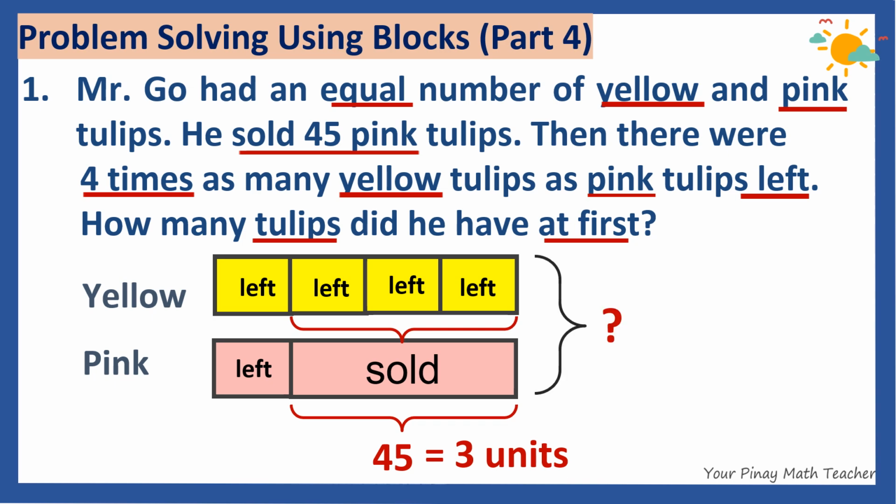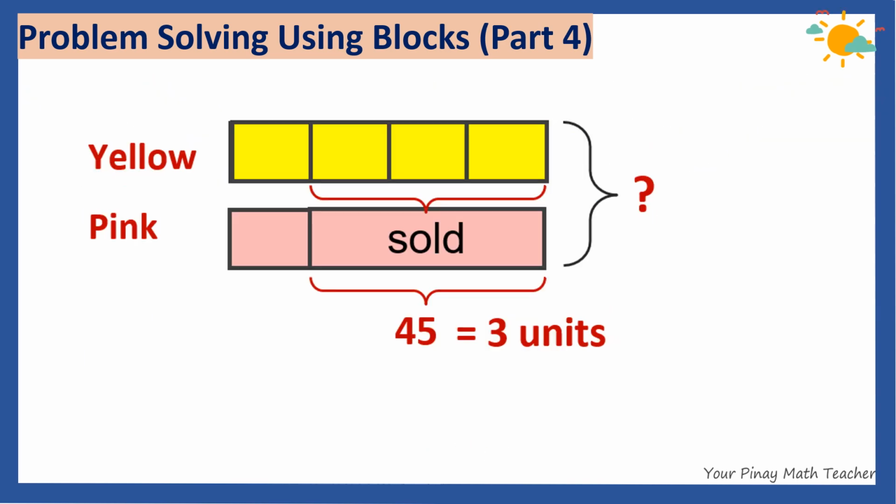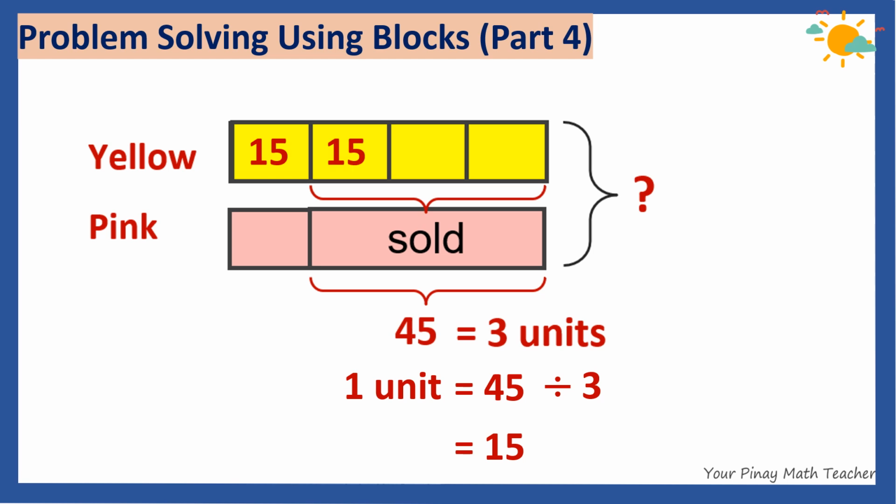And we are asked to give the total number of yellow and pink tulips that Mr. Go had at first. Now, if 45 is equivalent to 3 units, then how do we find the number of tulips per unit? Yes, you're right. You divide 45 by 3, and the answer is 15. It follows that each smaller block is 15.